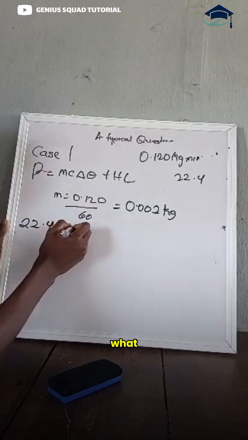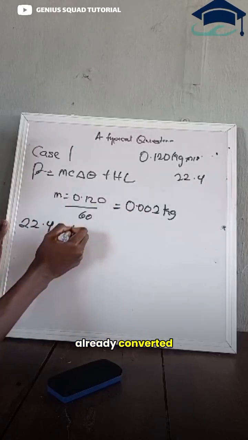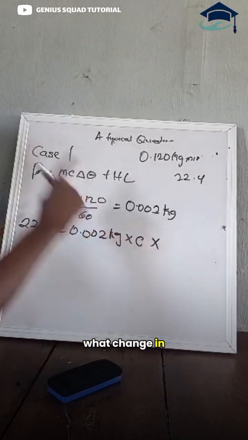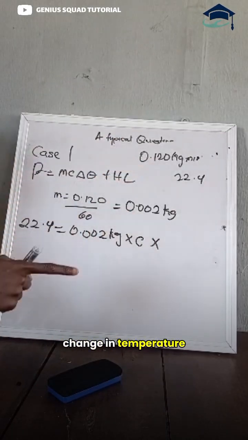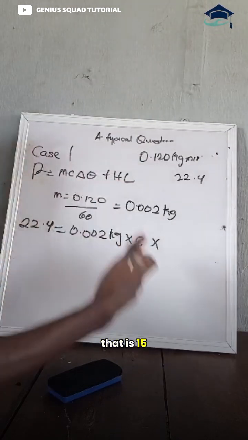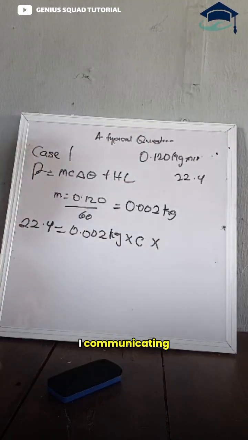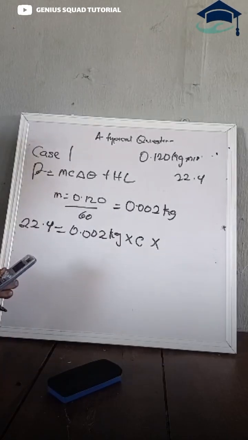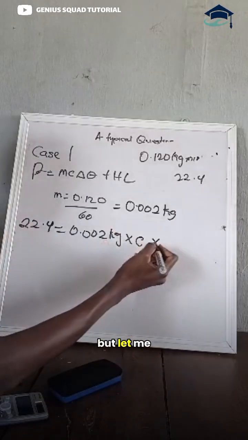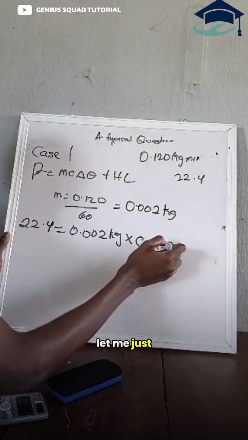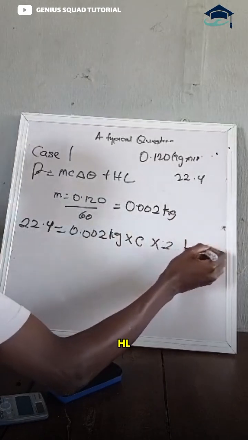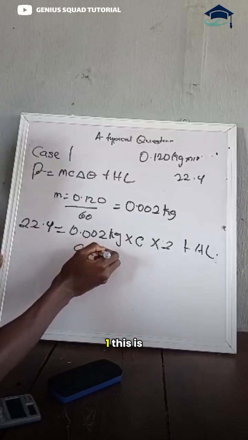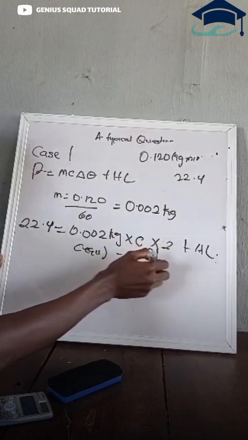Therefore, for case 1, I have 22.4 equals MC, the M I've already converted, that will be 0.002 kg, times C, times the change in temperature. Please take note, the change in temperature remains the same. That is 17 minus 15, which is about 2. I don't know the exact temperature, but let me just use 2 because I've already rubbed the question off. Plus HL. This is equation 1.